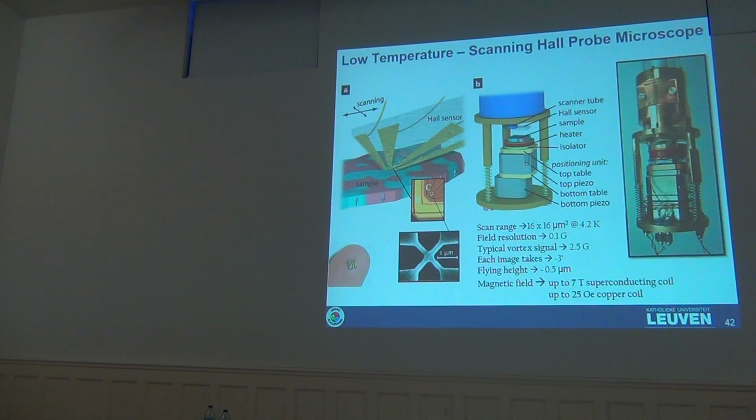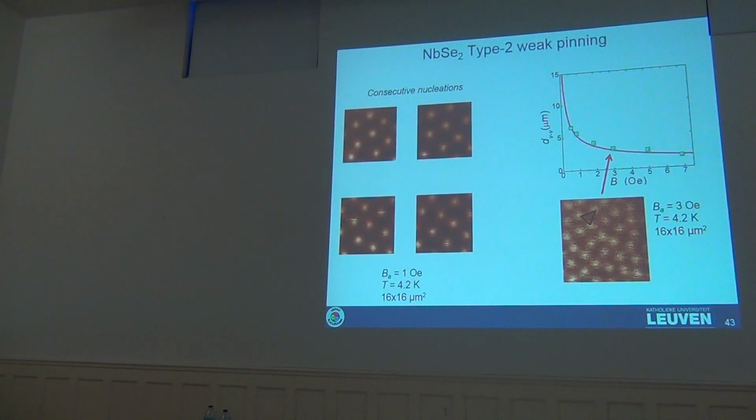All right, so how it works: you take this niobium diselenide, and then you measure different vortex patterns at different magnetic fields, and then you plot the data, and they nicely follow the expected spacing, which is 1 divided by the square root of the applied magnetic field, 1 over square root of B. And you see basically what is expected for a type 2 superconductor.